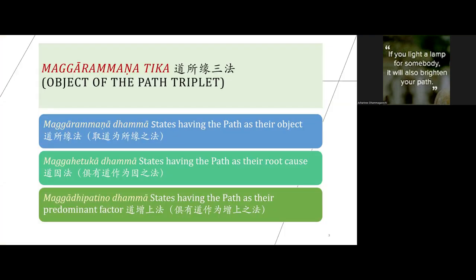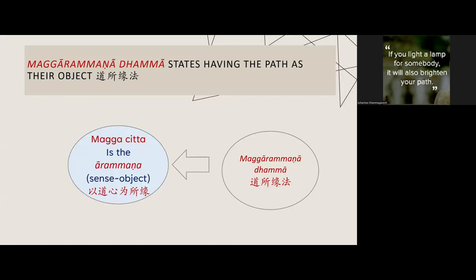First, we will look at the three terms of Maggārammaṇa Tika, object of the path triplet. Maggārammaṇā dhammā, states having the path as their object. Maggahetukā dhammā, states having the path as their root cause. Maggadhipatino dhammā, states having the path as their predominant factor. Let's look at the first term. Maggārammaṇā dhammā, states having the path as their object.